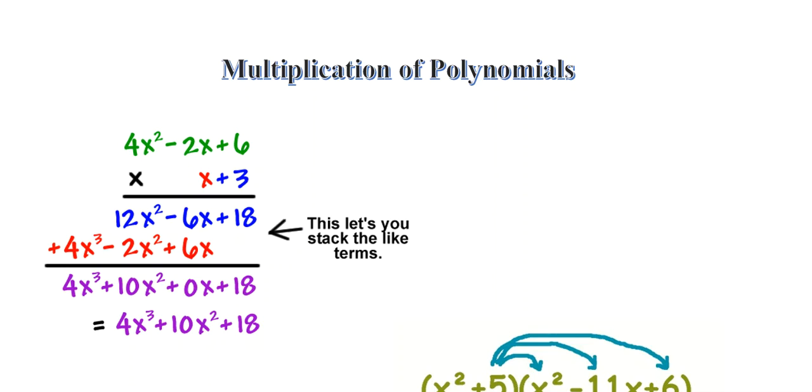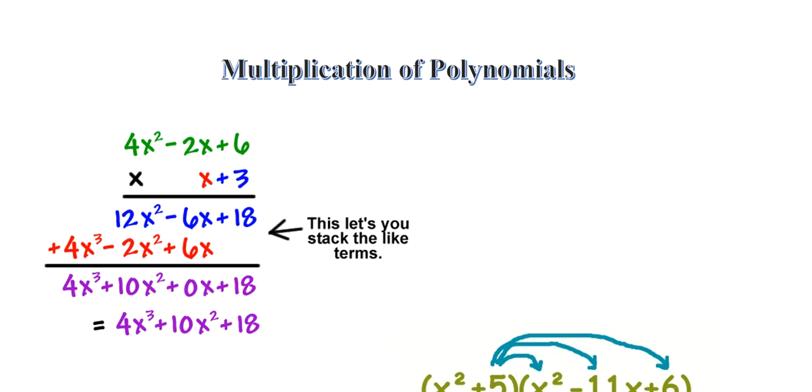So instead of doing a single term and a single term, now we might do a single term with a binomial, or a single term with a trinomial or larger ones, as shown in some of these examples. This 4x squared minus 2x plus 6, we have a trinomial being multiplied by x plus 3, which is a binomial. The first method that you're seeing on your screen here is called the stack method.